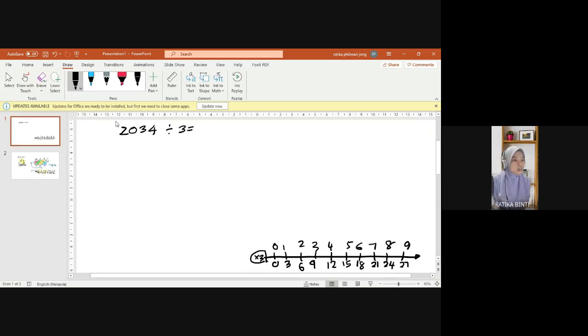If kalau ada apa, you don't have to use this tulang ikan. Okay, now normal form, long division, bahagi panjang. Remember up to atas bawah tolak turun. So 2034 we're going to divide by 3.